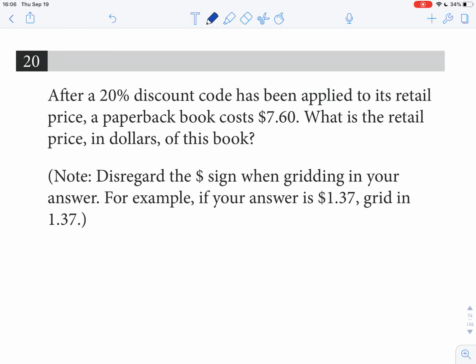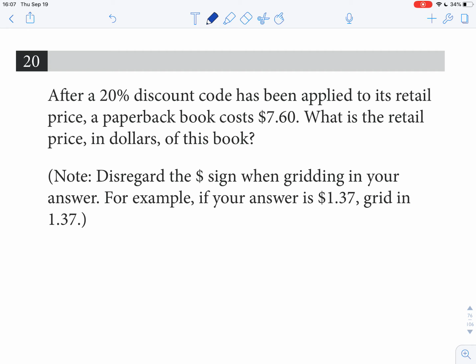Last one on this test. So after a 20% discount code has been applied to its retail price, a paperback book costs $7.60. What is the retail price in dollars of this book?